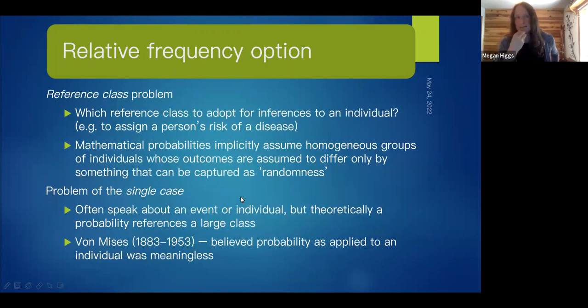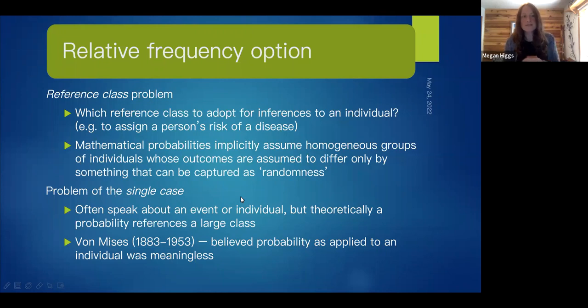And I won't go into all the details on this slide either, but the reference class problem. If you're going to talk about relative frequencies, you have to have some reference class to adopt for inferences or how you're going to summarize or aggregate. And then the problem of a single case, which I kind of mentioned before. We often speak about a particular future event or individual, but that's a hard conceptual jump.